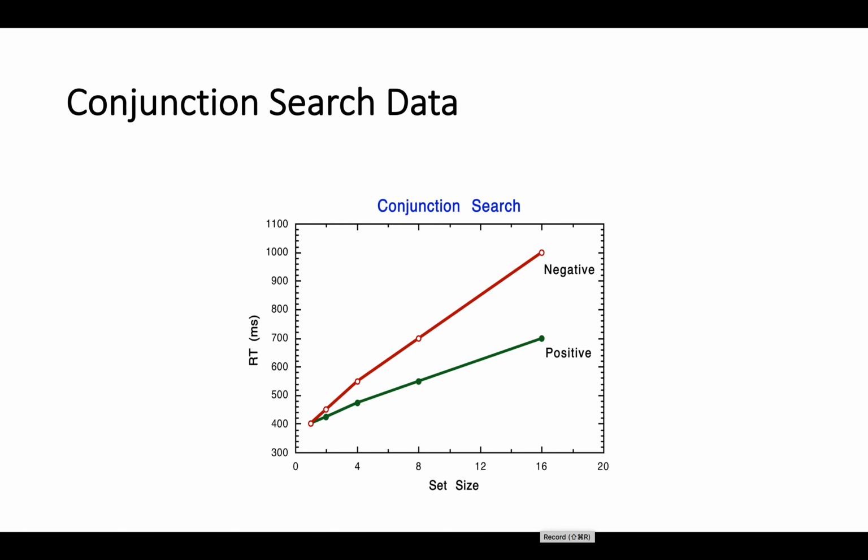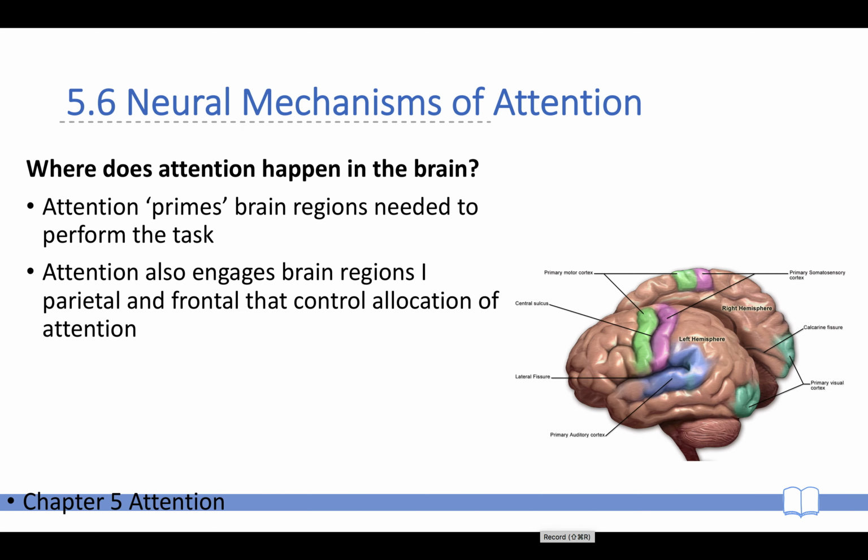in order to find the one that is actually the target. Next, we'll talk about where attention happens in the brain.